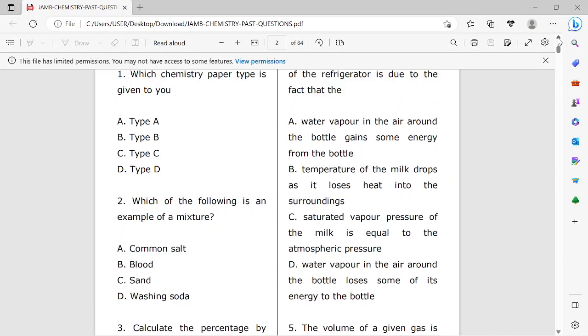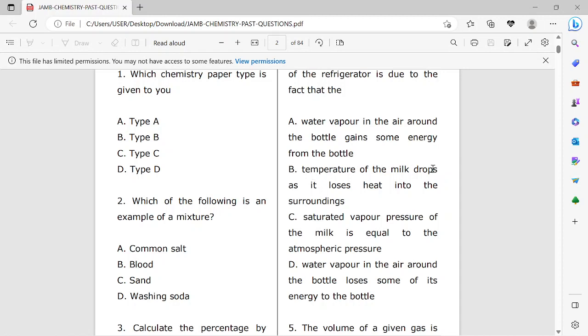Let's see why the other options are not the answer, so that we'll be sure we understand the class. So let's analyze. A. Water vapor in the air around the bottle gains some kinetic energy. If it gains kinetic energy, definitely there cannot be condensation. When you gain energy, what happens is that you vaporize. You will not want to condense back to liquid. So A cannot be the answer.